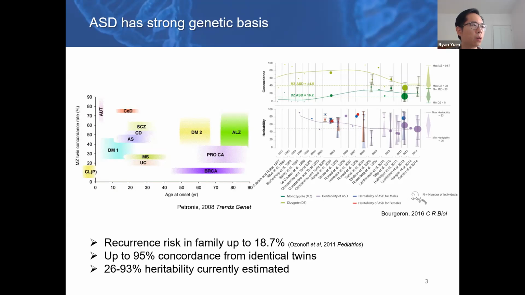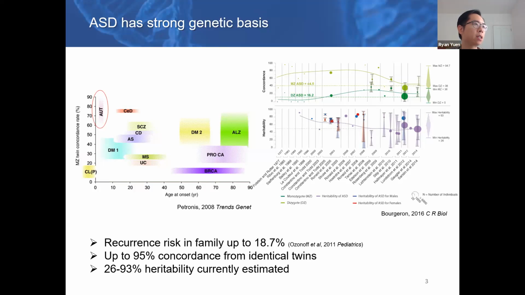And one obvious way to do it would be to compare monozygotic twins versus dizygotic twins to estimate the heritability. And so as you can see in this graph on the left-hand side, the estimated concordance rate between monozygotic twins in autism is one of the highest among complex disorders. And it is estimated that the recurrence rate in families would be up to 18 to 19%.